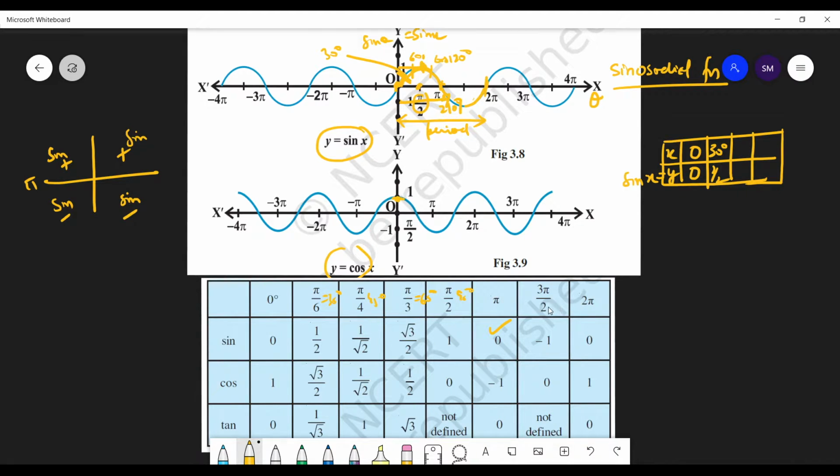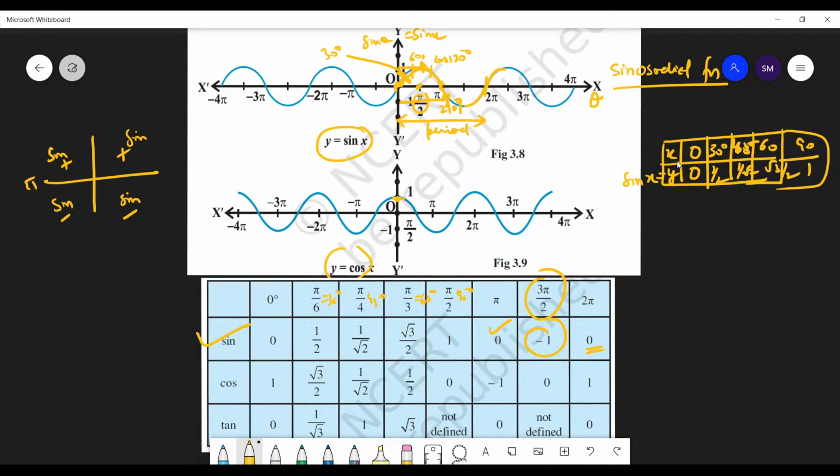Okay. So the value reaches the minimum at 270 degrees, that is minus 1, and then at 360 the value again reaches 0. Now the same cycle starts as it started from here. Okay, so we plot this graph with the help of these values. 45 degrees is 1 by root 2, 60 degrees is root 3 by 2, and 90 degrees is 1.